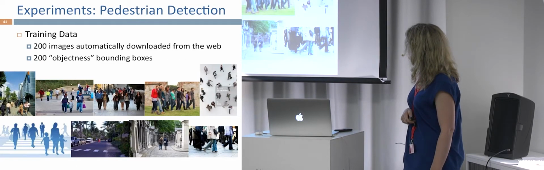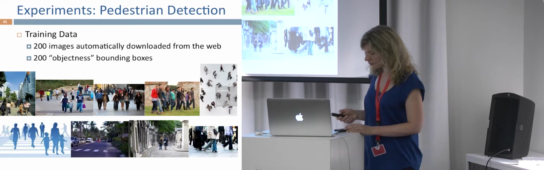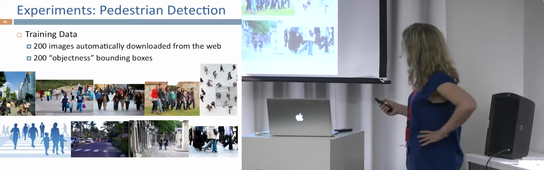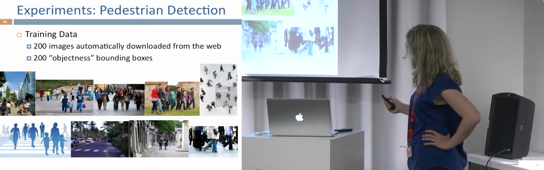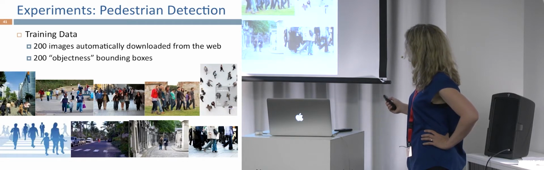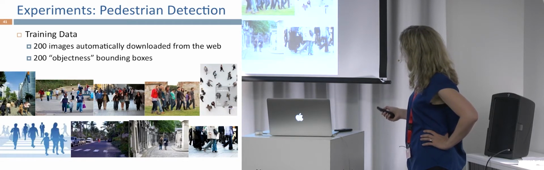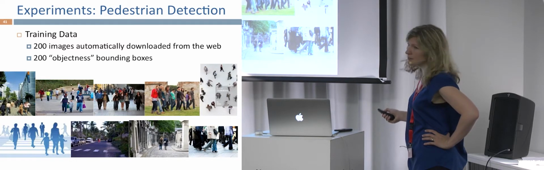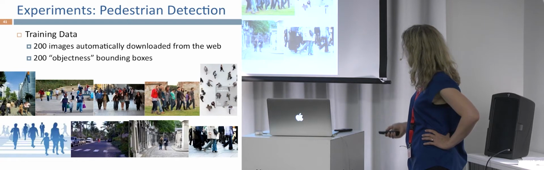Okay, so here are some experiments that we did. The first one is pedestrian detection. We downloaded 200 images from the web and computed 200 regions per image. These are some example images that we used.